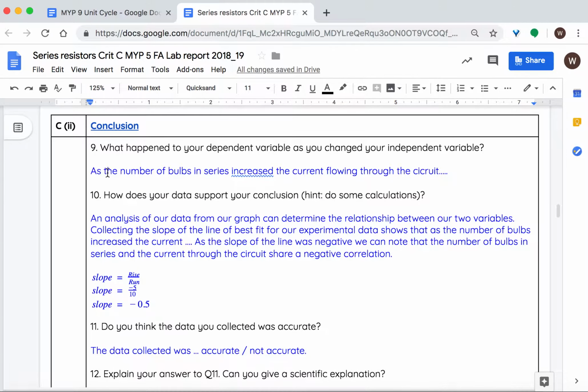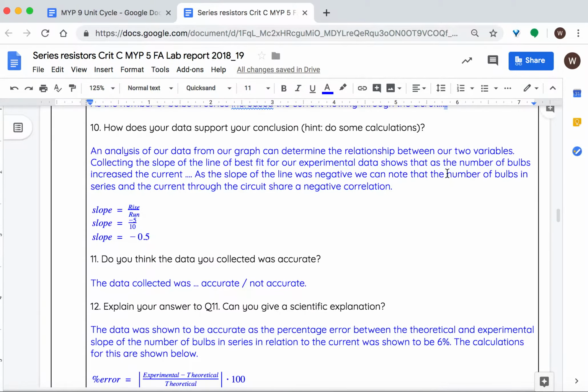Now we're into conclusion. First question, what happened to your dependent variable as you change your independent variable? This is just a statement, so everyone's going to have the same one. As the number of bulbs increased, that is your independent variable, the current flowing through the circuit, that is your dependent variable, and you want to state what happened.